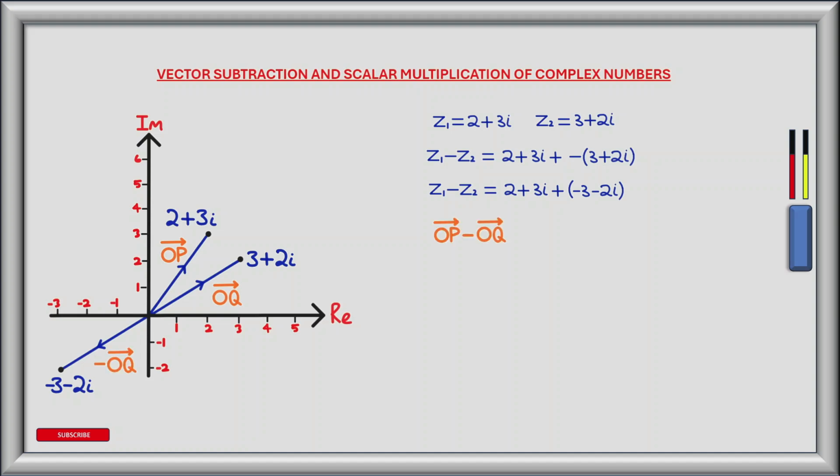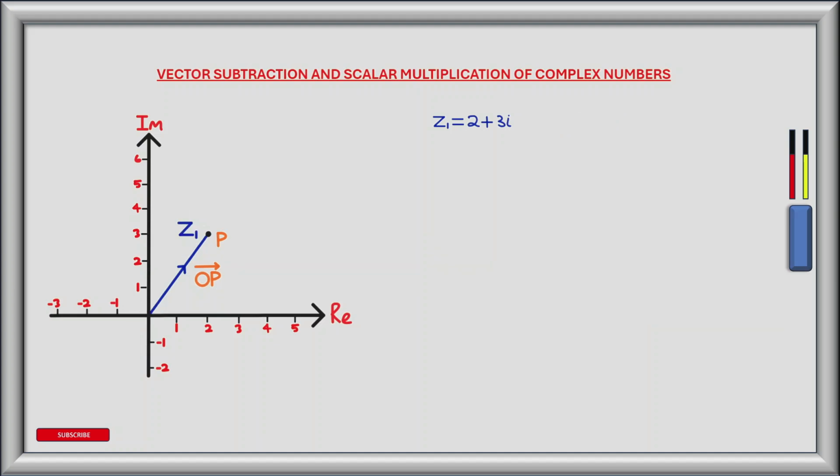In vector terms, subtracting the vectors is equivalent to adding the negative of vector OQ to vector OP. Visually, this involves placing the tail of the negative vector OQ at the head of the vector OP, shown here. The resulting vector OR then represents the complex number minus 1 plus i, the result of the subtraction, on the Argand diagram.